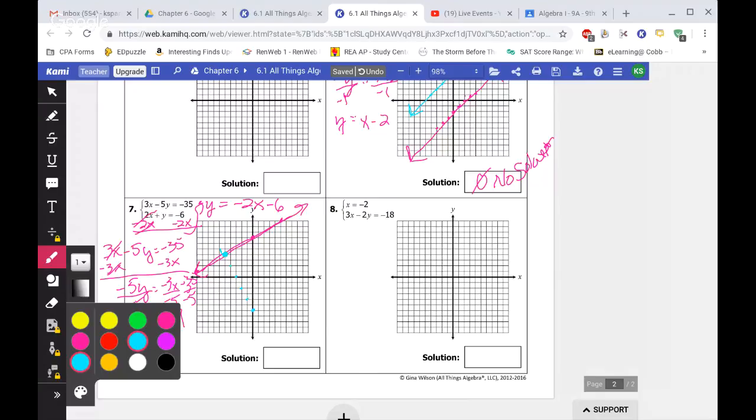Because I know that the premise behind this concept is that the lines are either going to be parallel or the same line, or quite possibly, or more than likely, they're going to intersect.